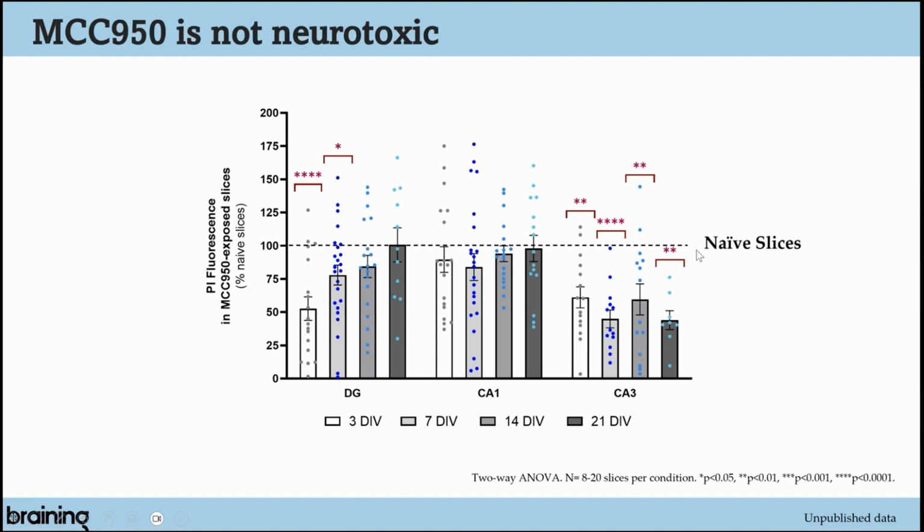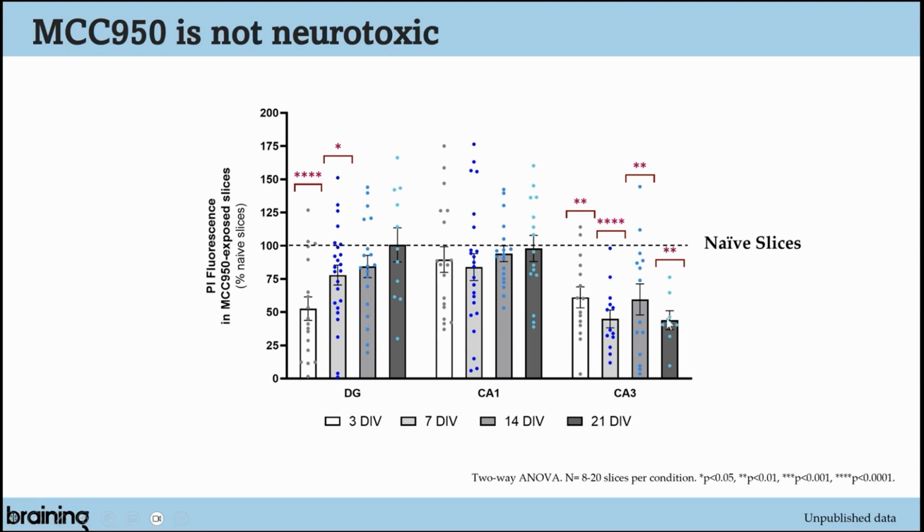So we normalize it to naive slices. The PI uptake in naive slices was set as 100%, and then we calculated the ratio for the MCC 950 exposed slices. And as you can see, at all time points in all regions of the hippocampus, the PI uptake is always beneath the one for naive slices, and in some cases it is even quite decreased. So we can say that, for instance, in the dentate gyrus, MCC really decreases cell death at day 3 and also at day 7.